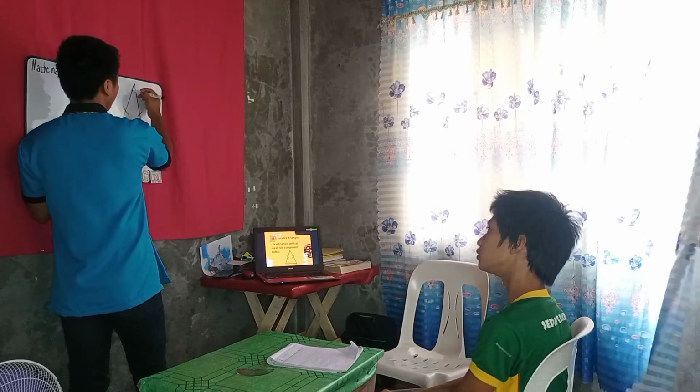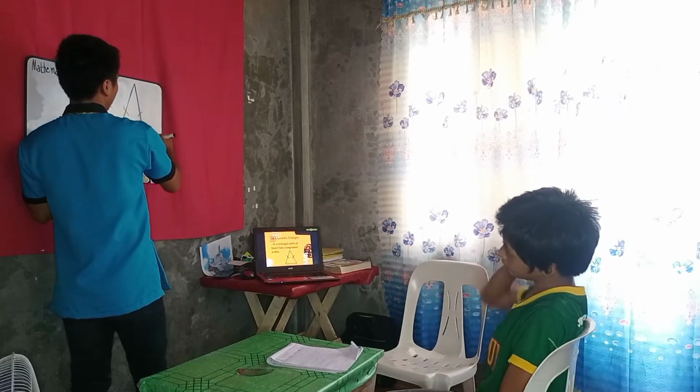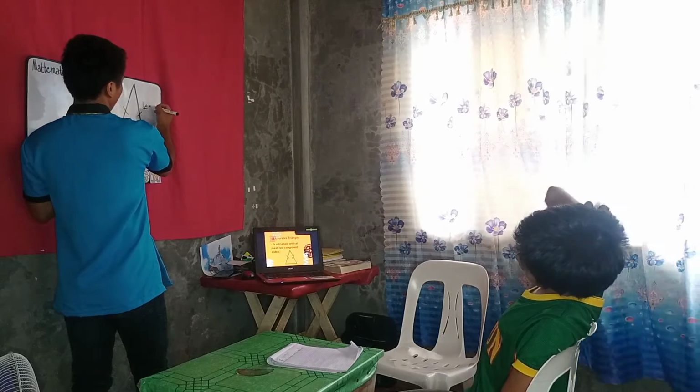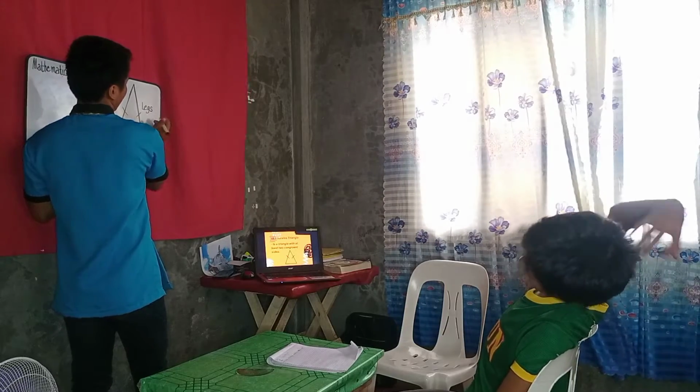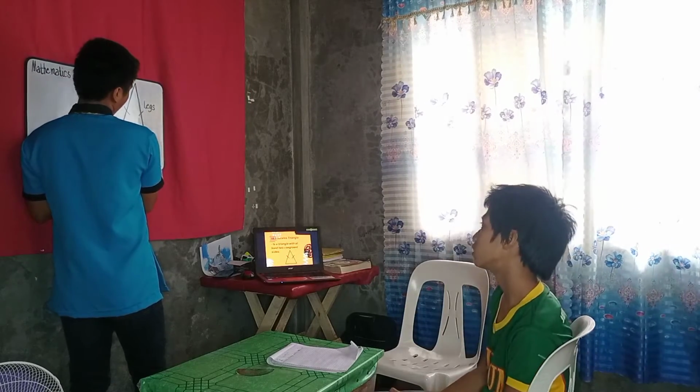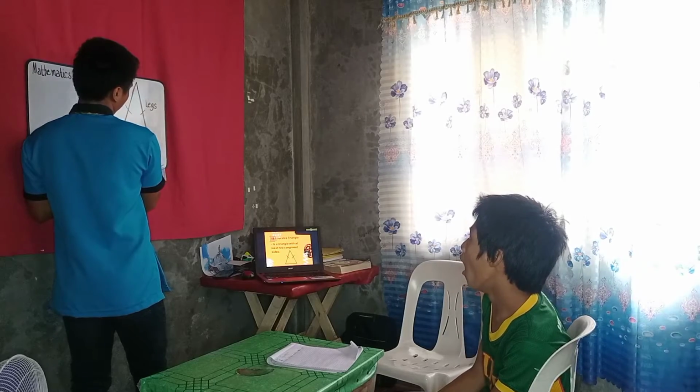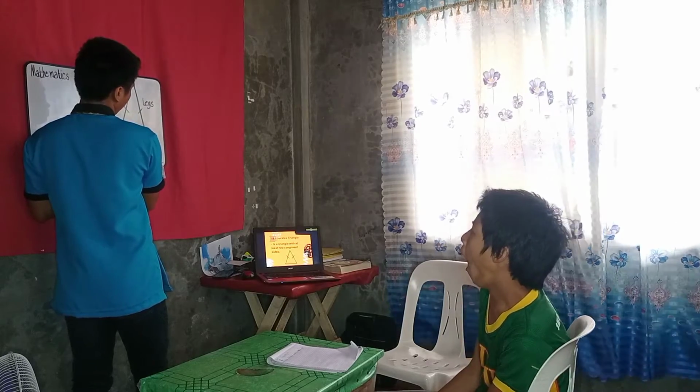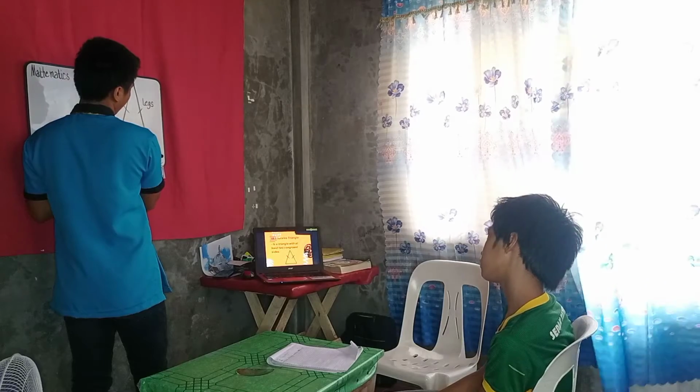Ang tawag natin dito ay legs of the triangle. Ito naman, ang tawag natin dito ay kanyang base.